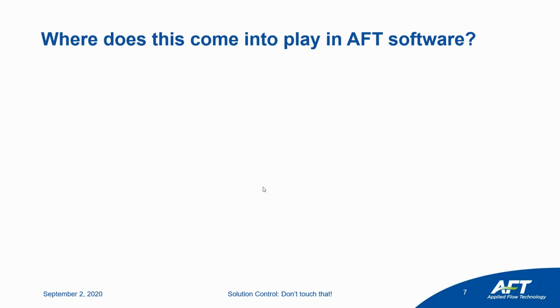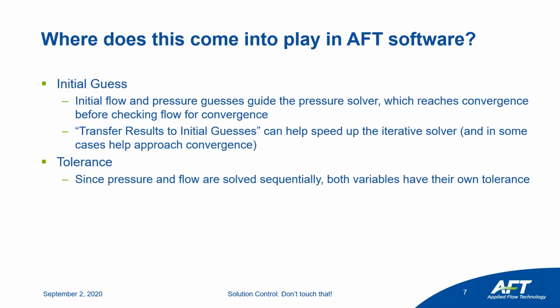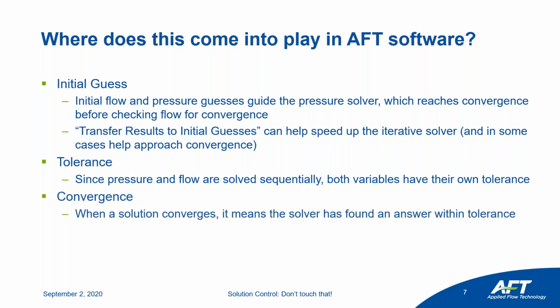So where does it come in? We had looked at our initial guesses. We took a look at our different tolerances and making sure pressure is met before looking at flow. And we found our converged solution that we can do all of our analysis with.